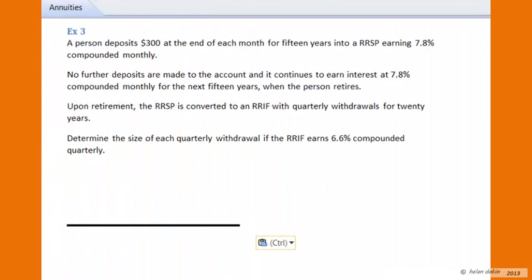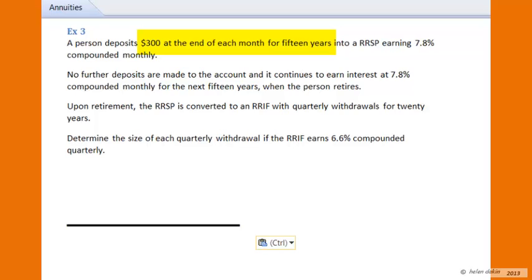Example 3. A person deposits $300 at the end of each month for 15 years into an RRSP, earning 7.8% compounded monthly. This means registered retirement savings plan. No further deposits are made to the account, and it continues to earn interest at 7.8% compounded monthly for another 15 years when the person retires.